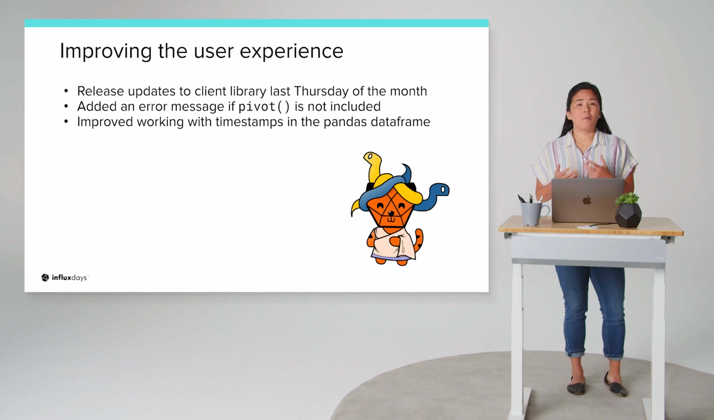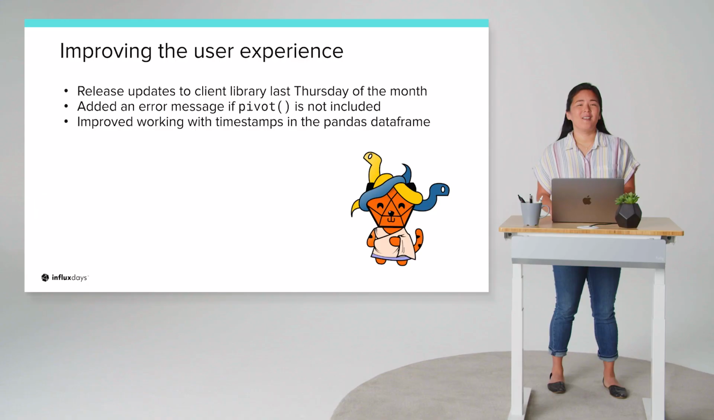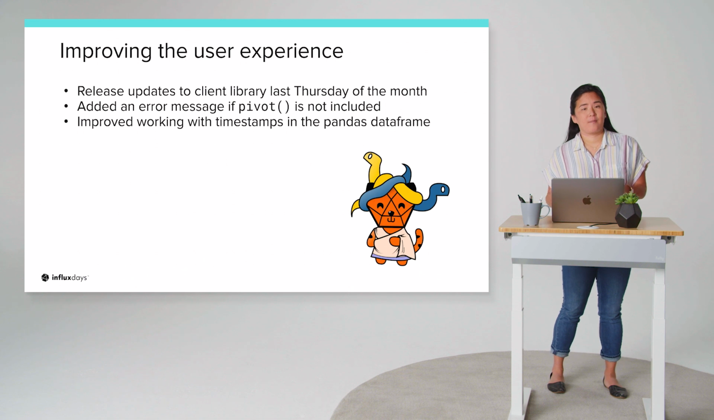Our overall goal in the last few months with the client libraries is to really meet the developers where they are. We want to improve the developer's experience working with these libraries. Even simple things like improving error messaging can reduce the time a developer spends troubleshooting their code. Some recent enhancements to the Python library include adding error messaging to pivots and working with timestamps in pandas.